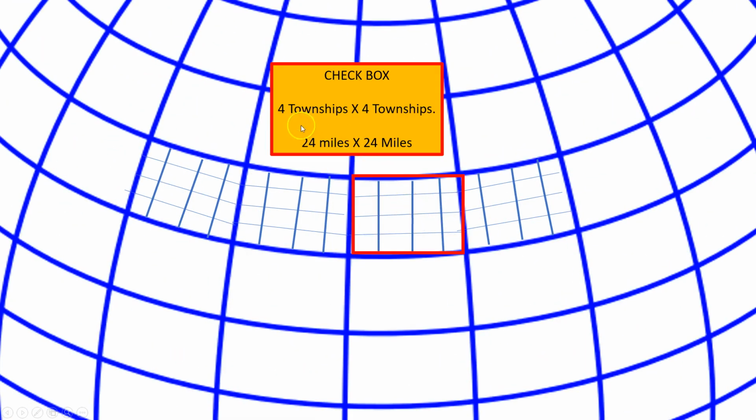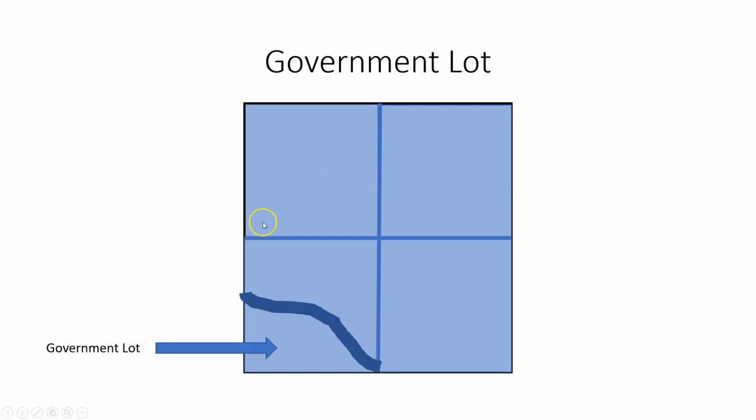And that's what we do. And we have to do the same around everywhere. So this is called a checkbox. And it's 1, 2, 3, 4 times 1, 2, 3, 4 townships. Therefore, it's 24 times 24 miles square. Okay, that's a checkbox. We have a government lot.